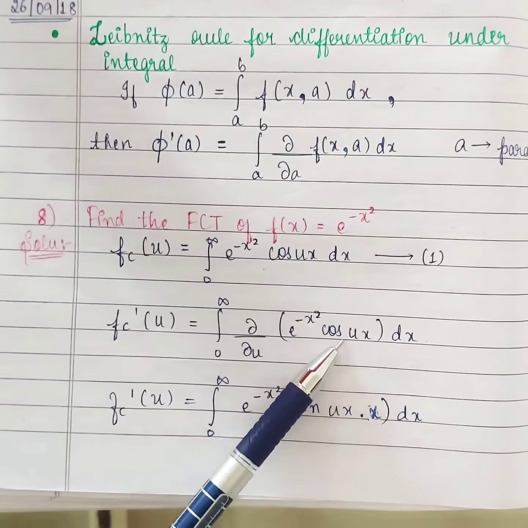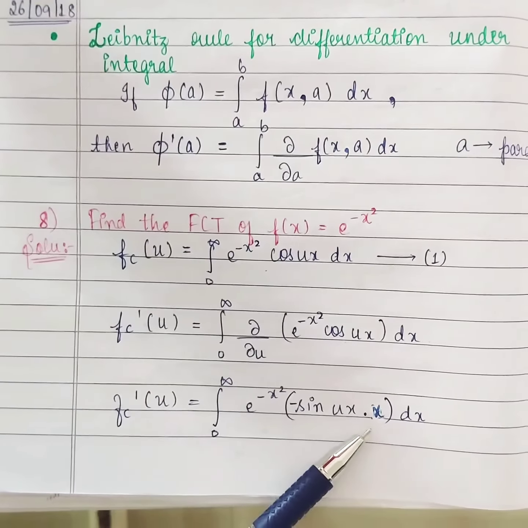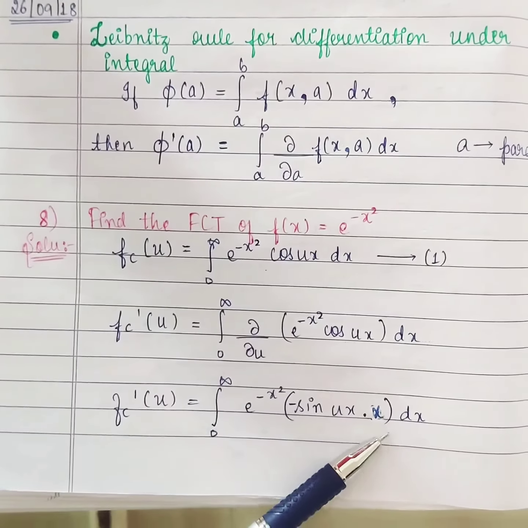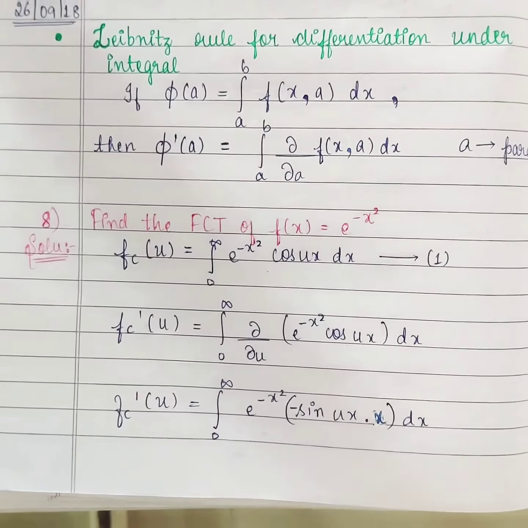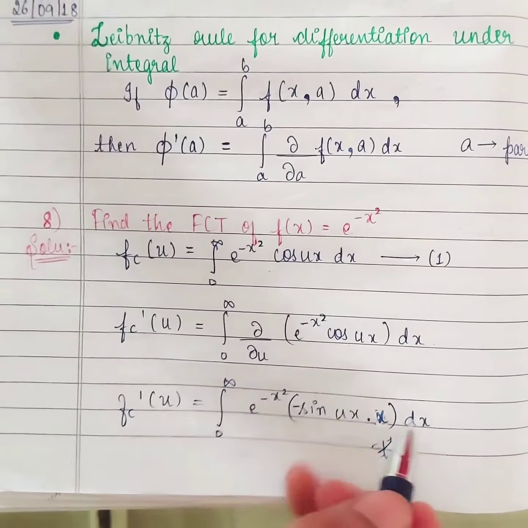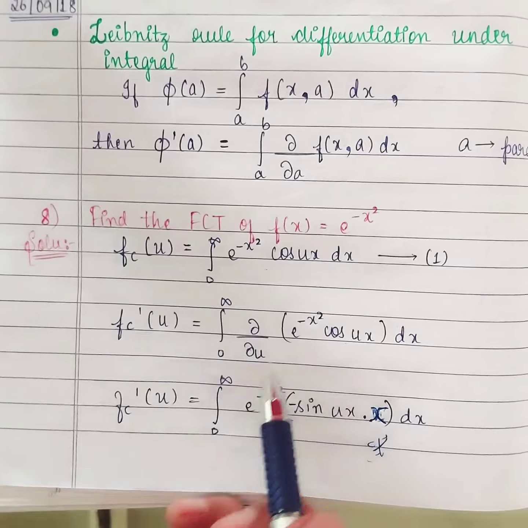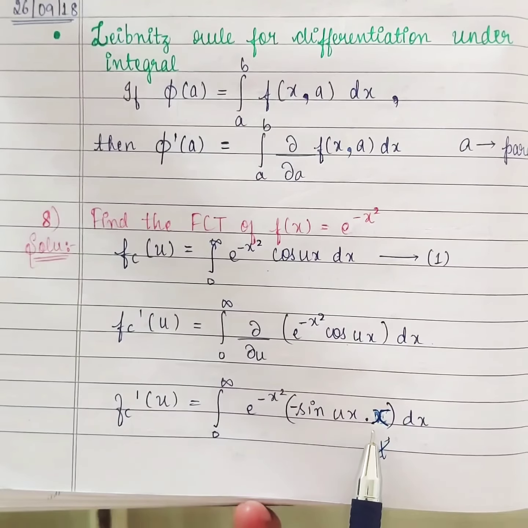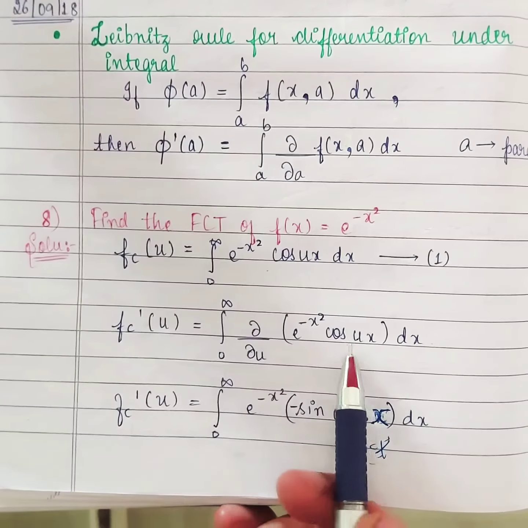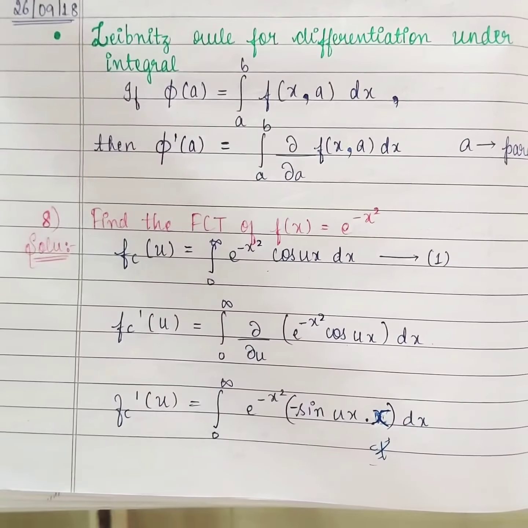So cos ux differentiation is minus sine ux into x. Okay, so this is very important. Just mark this x as very important. You can see that the student has corrected by writing u first. Again, since we are partially differentiating with respect to u, x is a constant, so cos differentiation is minus sine ux into x dx.